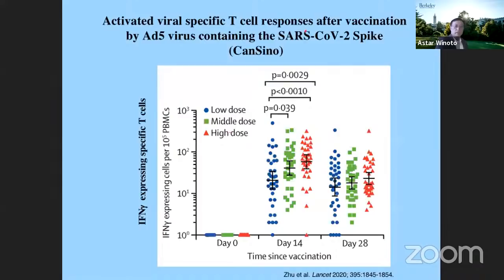And I know you're interested also in vaccines. So here is a graph from a vaccine produced by China, CanSino. This was also published just a few days ago.